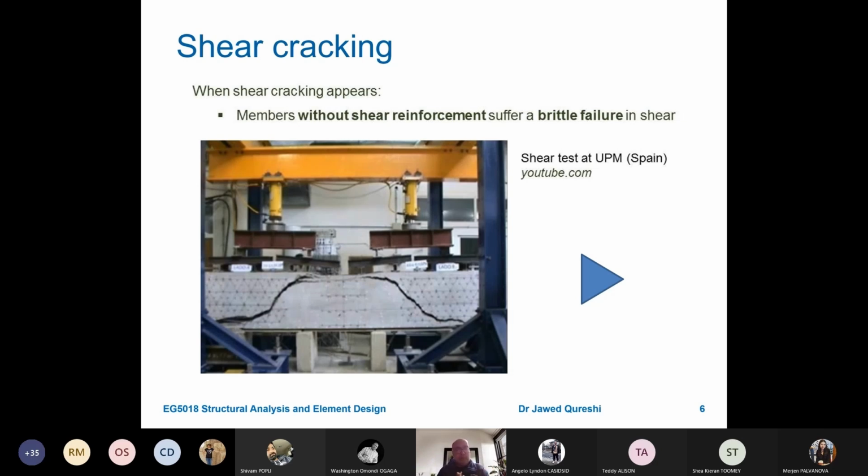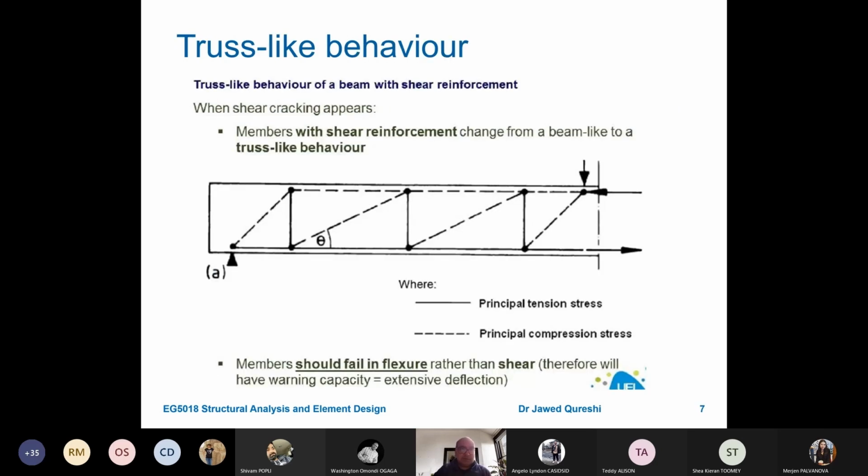In the middle half, we can have larger spacing of stirrups because in the middle portion, shear force is not much, unless you have a point load resting on a beam. In that case, you will have a lot of shear force at that point. Now, it behaves like a truss. Members with shear reinforcement change from beam-like to truss-like behavior. The tension stresses are taken by these stirrups, and the principal compression stresses remain in compression struts.